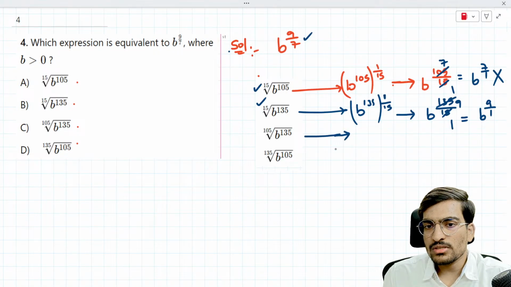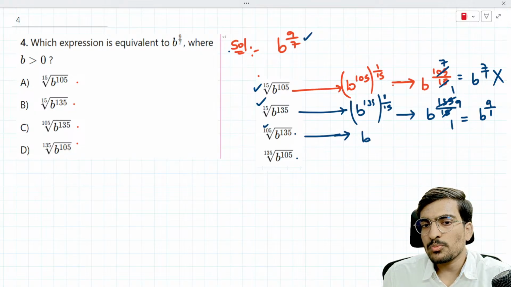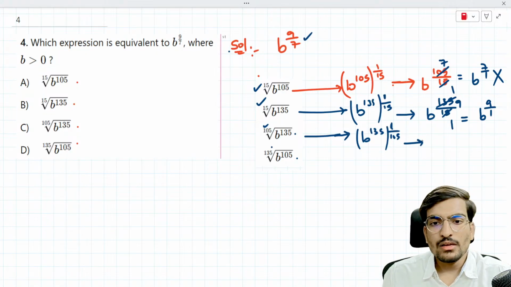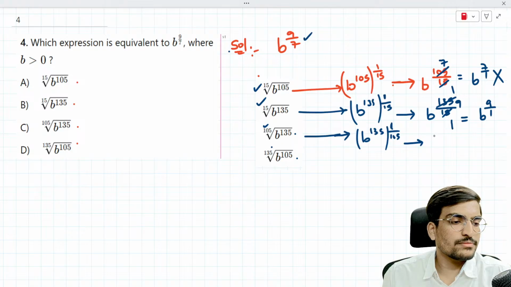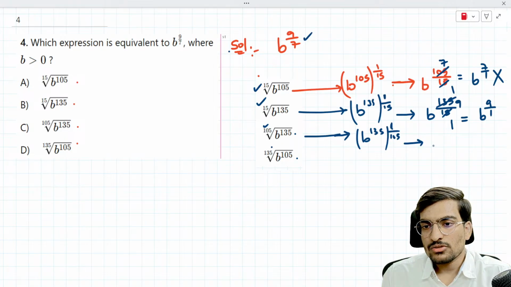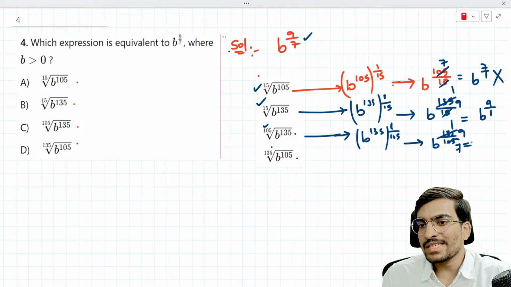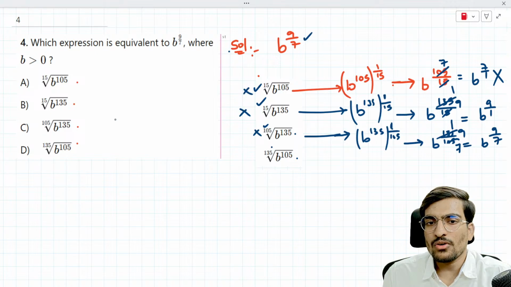If you go for option C, there is a chance that option C and D match, because they have the exponents 105 and 135. Let's see, 135 whole raised to the power of 1 by 105. I can see that Saidur Rahman said option D. Let's see. That's going to be b raised to the power of 135 by 105, that equals, 15 nines is 135, 15 sevens is 105. So b raised to the power of 9 by 7. So this is also not an option. If all three are not an option, option D is right.